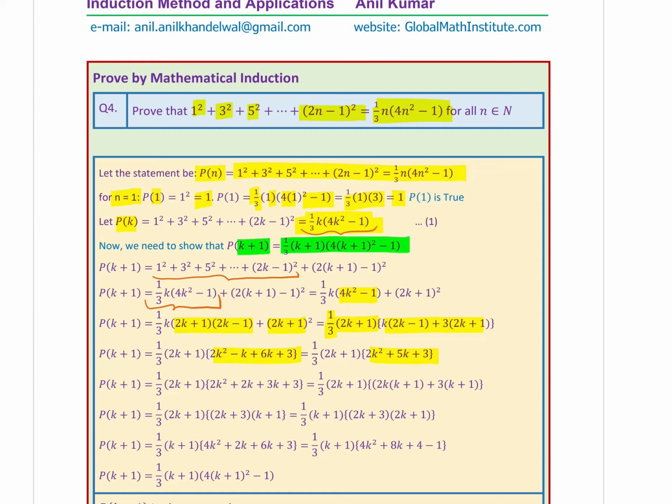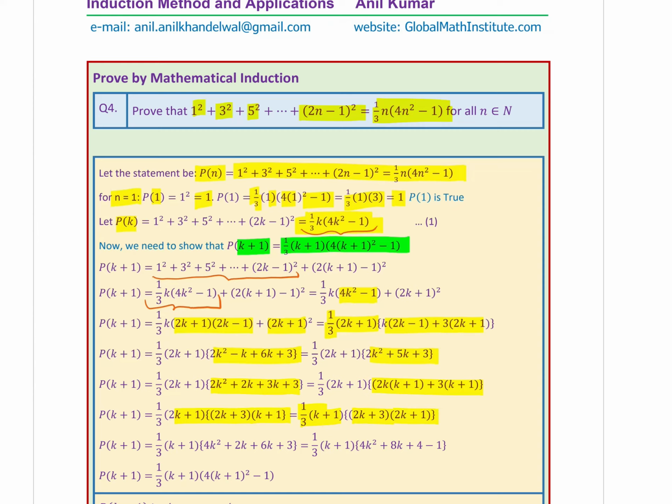So we get 1/3 of 2k plus 1 times 2k squared plus 5k plus 3. 3 times 2 is 6, we need 5, so that means 3 and 2 can work. So we split it into 3 and 2, and then we refactor it. So these are the steps required for factoring. Once you have done the factoring, we see that 1/3 of k plus 1 is a common factor, and within the brackets we get 2k plus 3 times 2k plus 1.